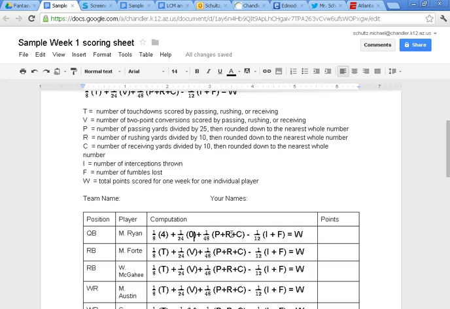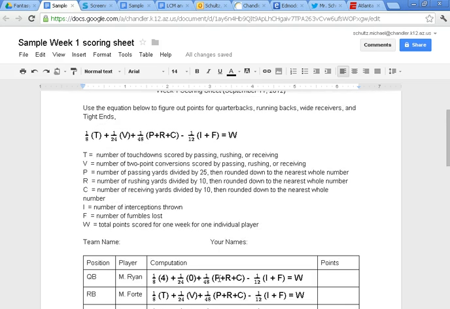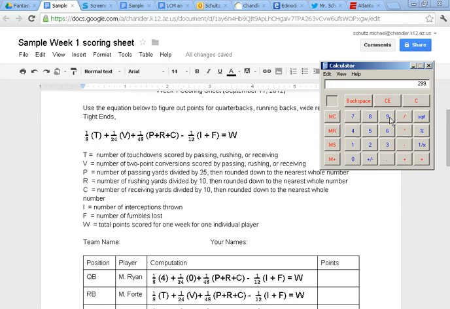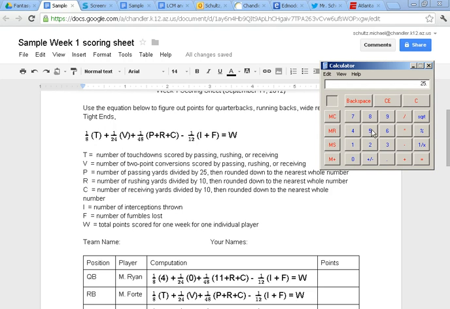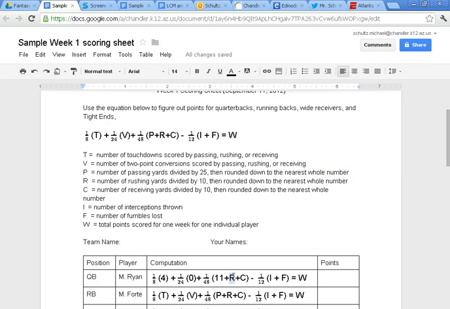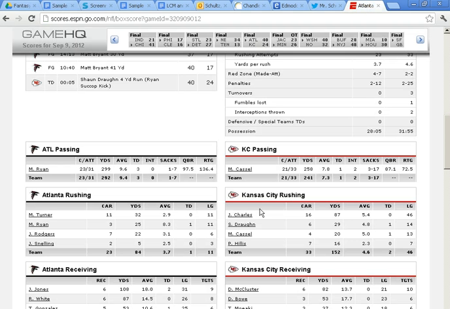Okay, now this is passing plus R plus C. Passing was 299, but I'm not going to enter it as 299. I'm going to divide it by 25 and then round down. So get my calculator out. 299 divided by 25 equals 11.96. Round down. Okay, so his passing is actually 11. Rushing, I'm going to divide by 10. So we had 25 divided by 10. It's 2.5, round down, so he's got 2. And receiving was 0.